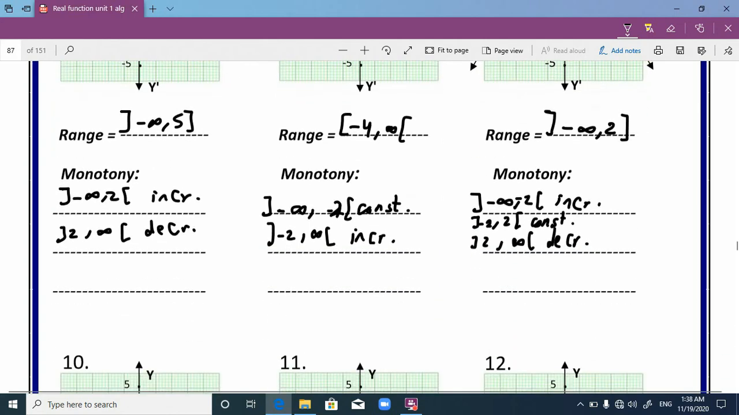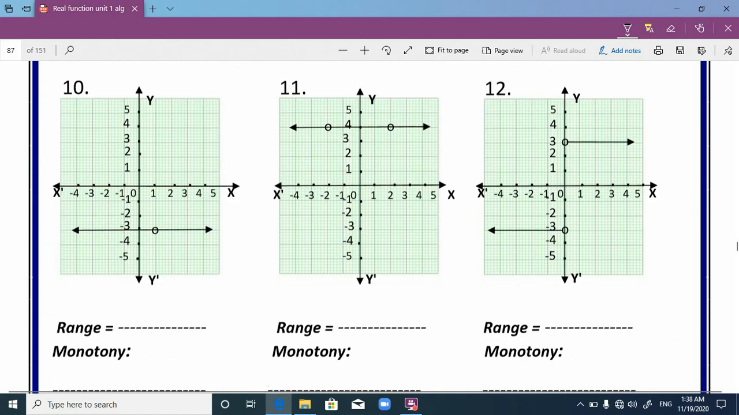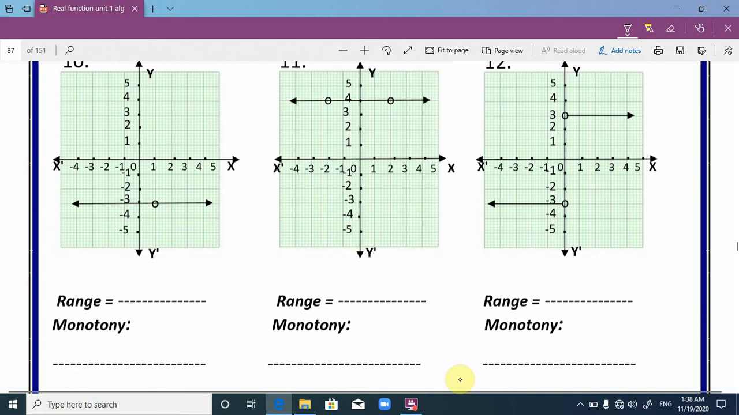Okay, number 10. Here, the range will be the set negative 3, because the reflection of this line on the y-axis will be negative 3. Even at a, this point is open because the straight line doesn't end. So the graph of this straight line, when it goes down to the y-axis, gives me negative 3.